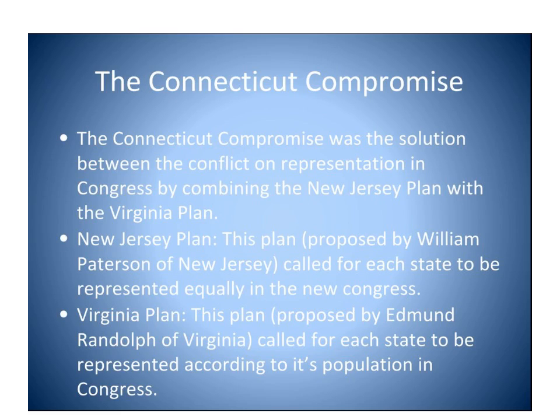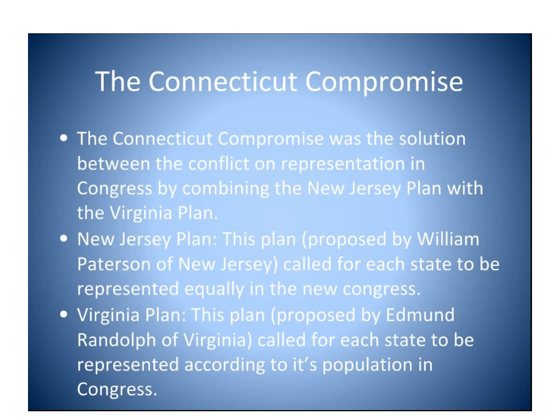Now, the New Jersey plan, proposed by William Paterson of New Jersey, hence the name New Jersey Plan, called for each state to be represented equally in the new Congress. That way, each state would have an equal number of representatives in Congress. So Florida would have the same number of representatives as Rhode Island, and California would have the same number of representatives as Montana. Naturally you can see what problems might arise from that, especially when the smaller states would disagree with that.